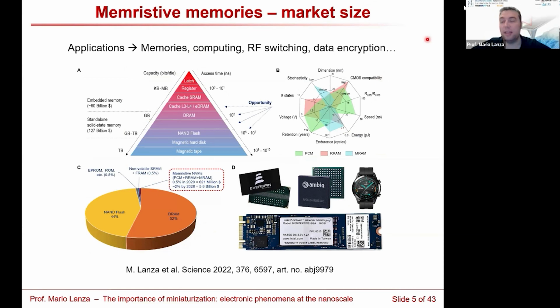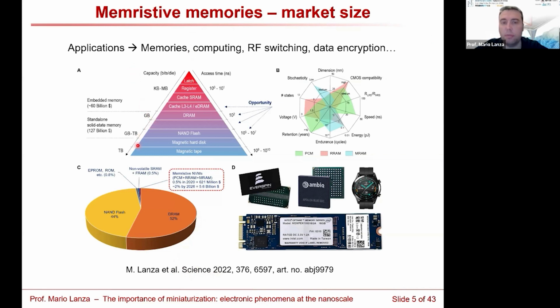So here you can see the first application of resistive switching devices, which is as electronic memory. And this is the first application that I will discuss. There are 4. You can find them in our recent review paper in Science. So this application is as memory.